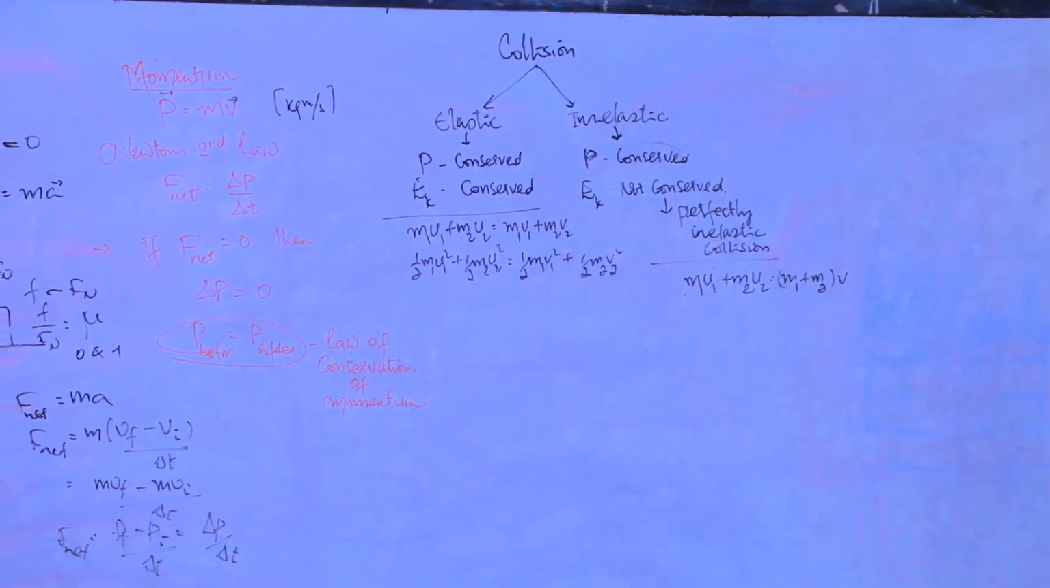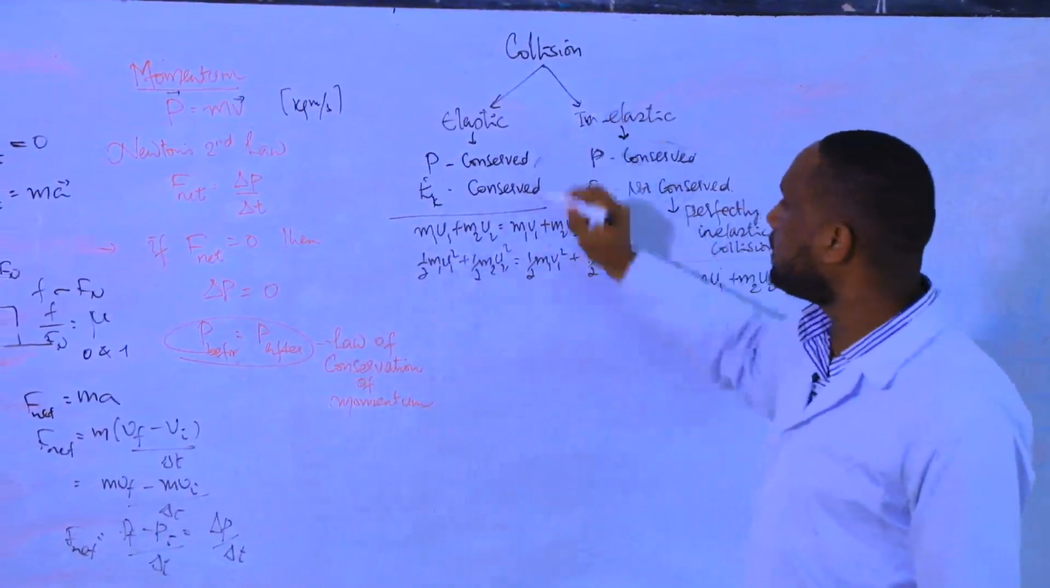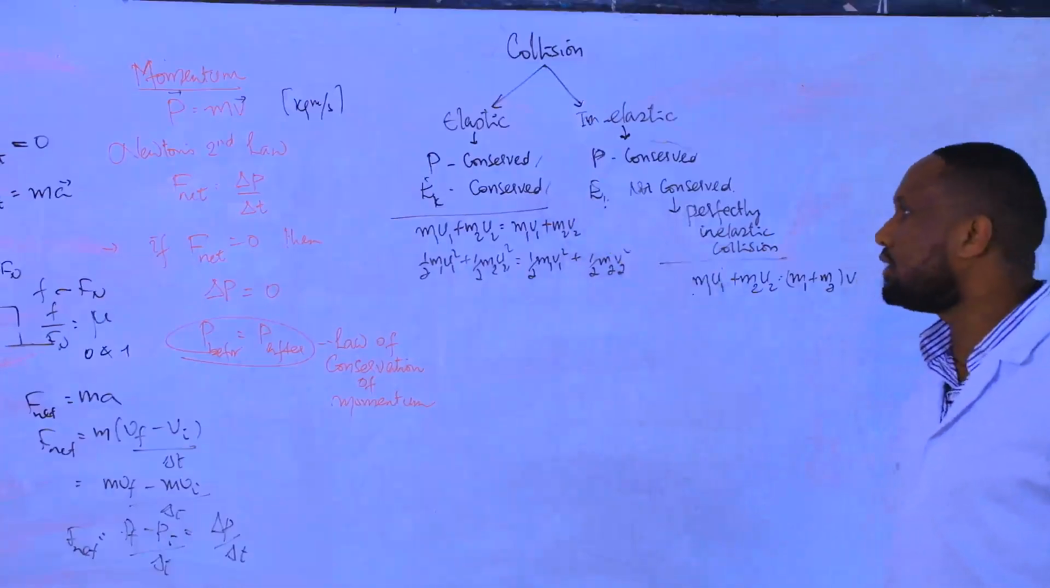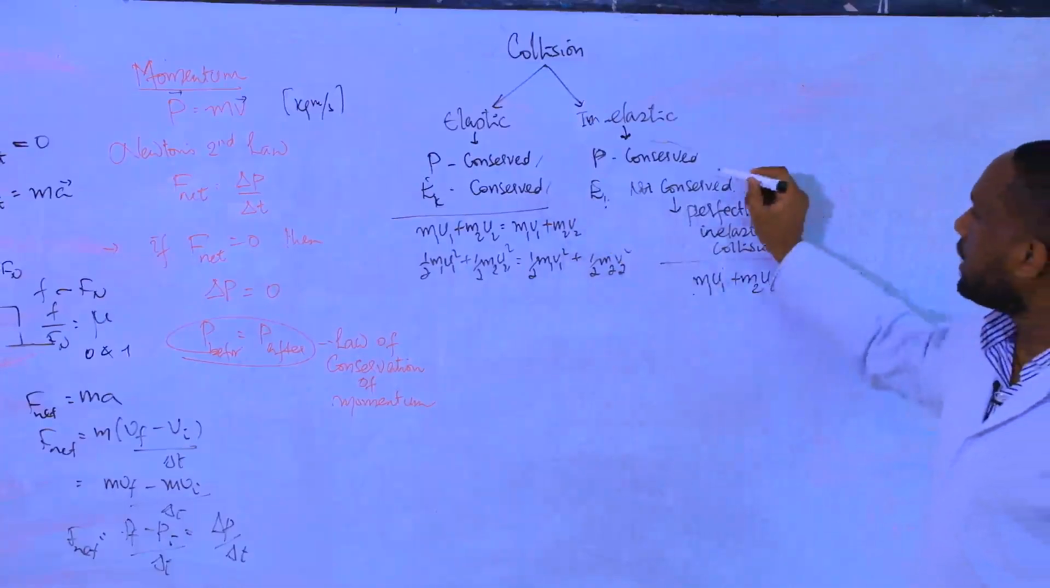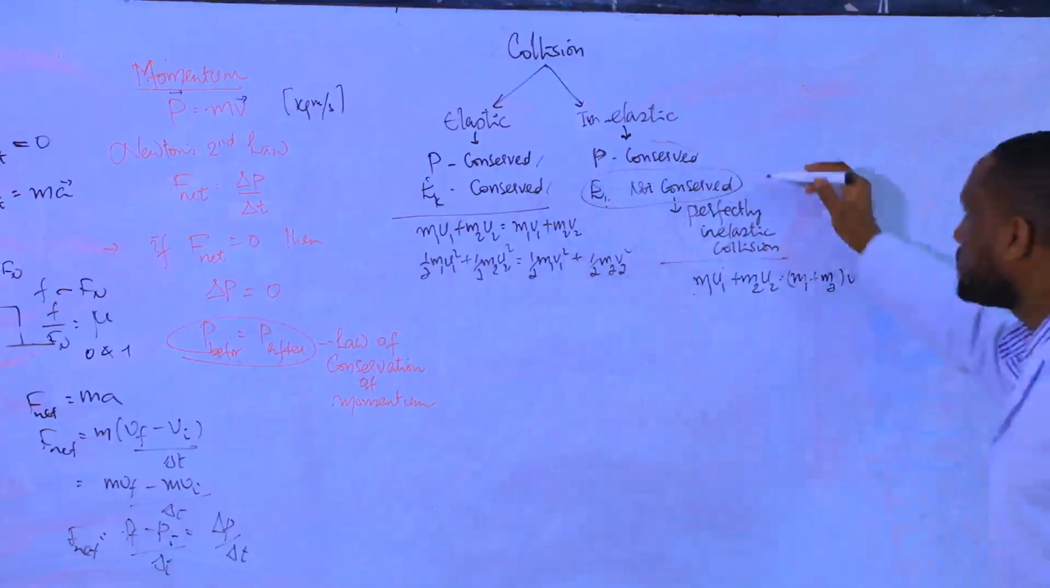Okay? Elastic collision is a kind of collision in which both the momentum and the kinetic energy of the colliding objects are conserved. But in inelastic collision, kinetic energy is not conserved. That means some energy is lost as heat in the process of collision.